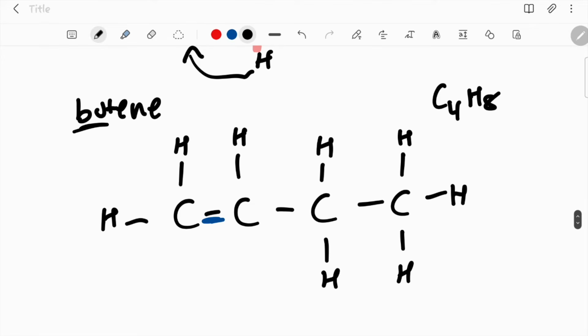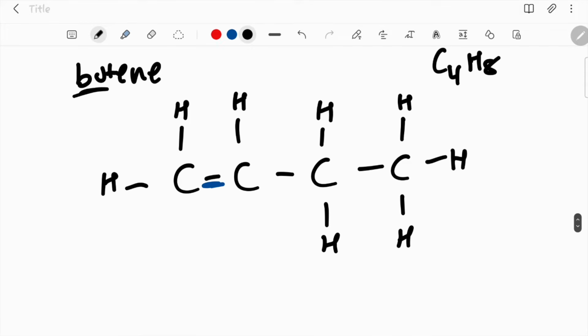Okay, so there you go. That is 8 hydrogens, if I'm not wrong. 1, 2, 3, 4, 5, 6, 7, 8. Nice. That's 8 hydrogens. So this right here is butene. Every carbon only has 4 bonds, and we can see this.